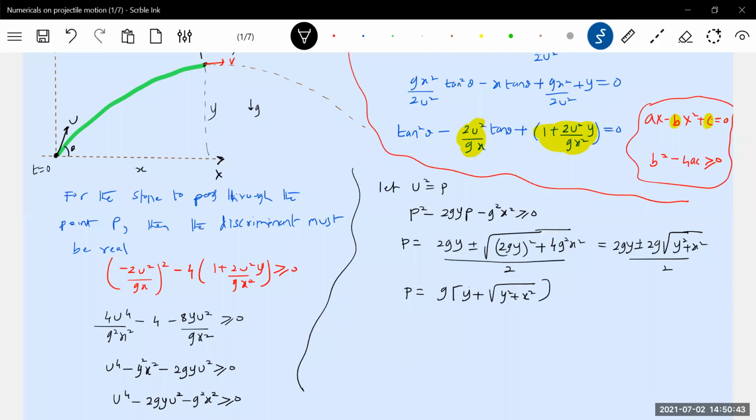What is p? p was what we assumed as u square. So u square equals g into y plus, again inside the root, x square plus y square. This I'll call the minimum speed. If you project with a speed greater than or equal to this, it is going to pass through that point. If you project with speed less than this, it will not pass through that point.